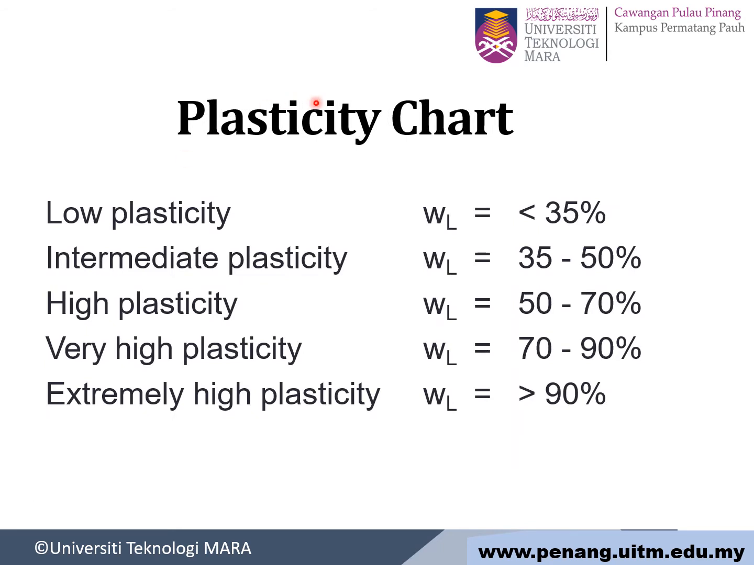Alright, so from the plasticity chart, you will see that the value on the chart is actually based on the value of moisture content or water content for liquid limit and also plasticity index. So this one is for low plasticity, the liquid limit is less than 35%. For extremely high plasticity, the moisture content is more than 90%. Okay, it can be up to 120%, 130%.